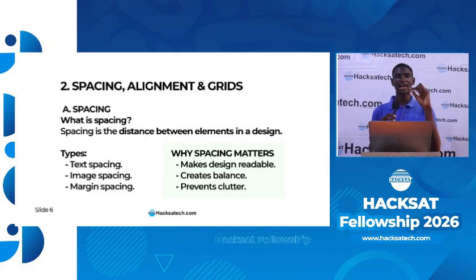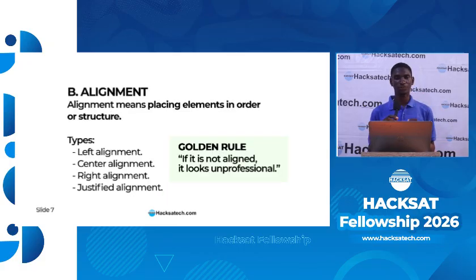And the B part is alignment. We talked about spacing, and now we are going to talk about alignment. Alignment means placing elements in order or structure, placing each and every element in order or structure. We have types: left alignment, center alignment, right alignment, justified alignment. Whenever you have text, you should align it: align it to the left, the center, the right, or justify it, just like you're writing a letter.